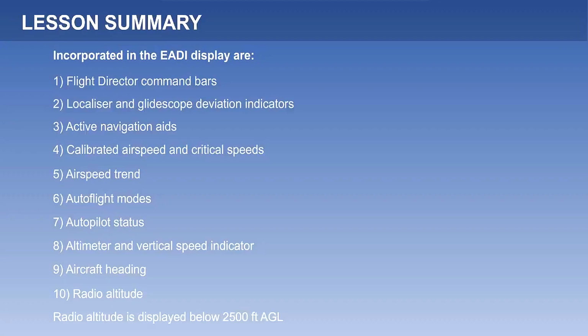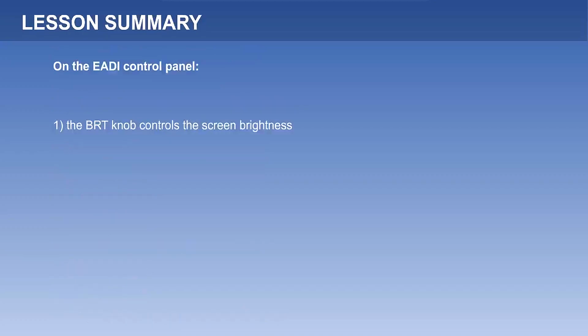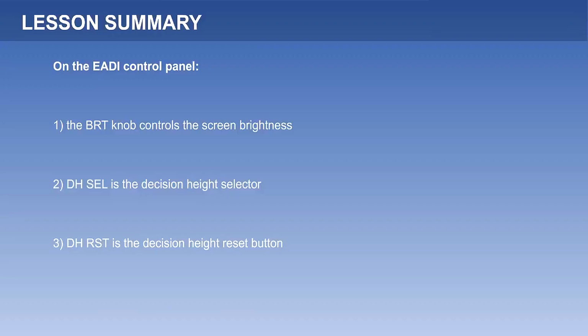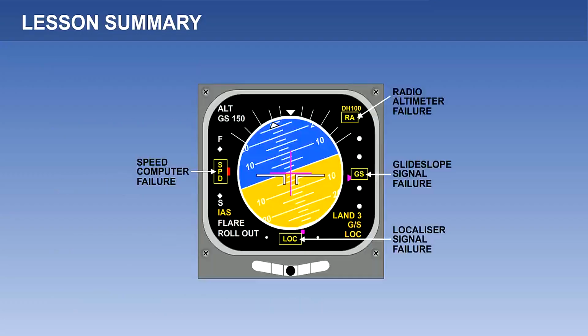Radio altitude is displayed below 2,500 feet above ground level. On the EADI control panel, the BRT knob controls the screen brightness. DH SEL is the decision height selector. DH RST is the decision height reset button. DH REF is the decision height reference indicator. In the event of an input failure, there is a warning flag display system.